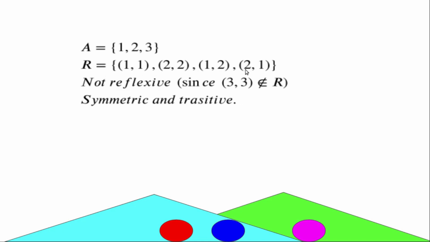Now (1, 2), (2, 1) are elements of the form (a, b), (b, c), and the resulting element (1, 1) belongs to R. Then when we consider (2, 1), (1, 2), the resulting element is (2, 2), that is also in R. So this relation is transitive. So this relation is not reflexive but it is symmetric and transitive.